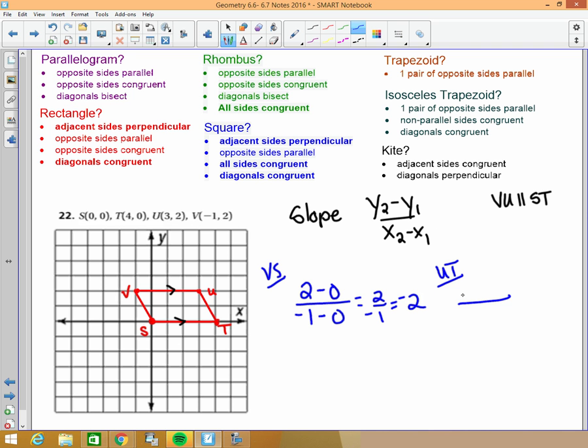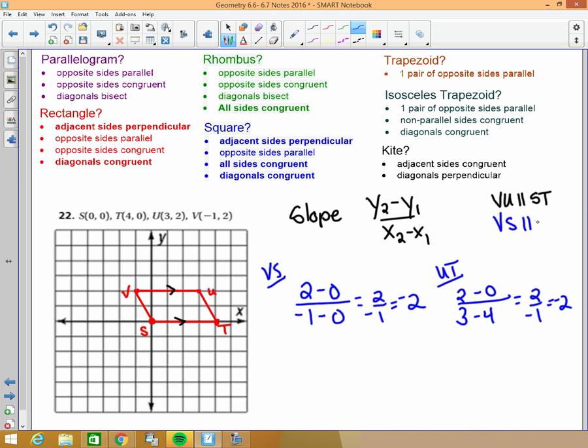U is going to be (2, 3), and T is going to be (0, -4)... Looks like we're going to get 2 over -1, which is -2. So what do we think? Same slope? Yeah. Okay, so I can say then I have mathematically justified that VS is what?